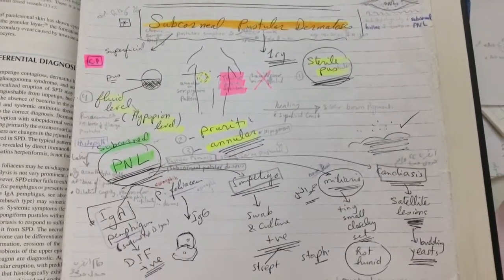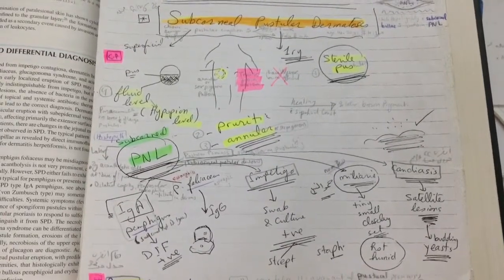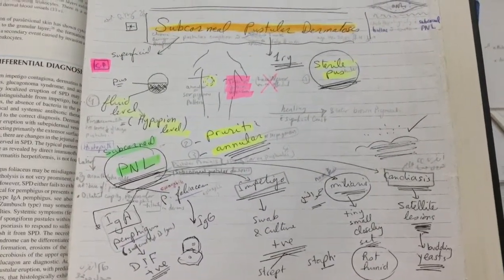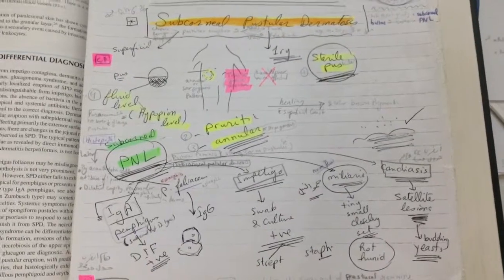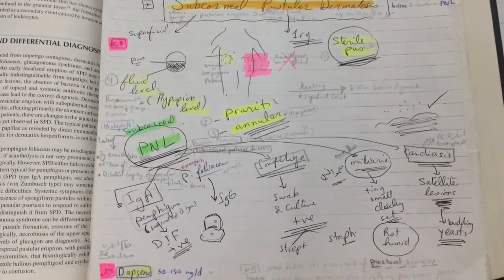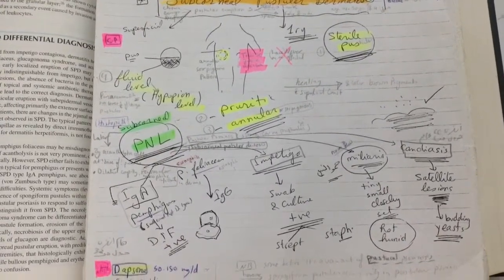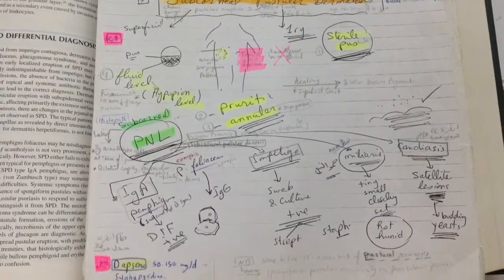Clinical picture: there is sterile pus. It is pruritic and usually annular, or a serpiginous pattern in the trunk, groin, and axilla, but never the face and mucous membrane. And there is a fluid level, a hypopyon level, in some lesions where pus accumulates in the lower one third or one half of the large pustule.